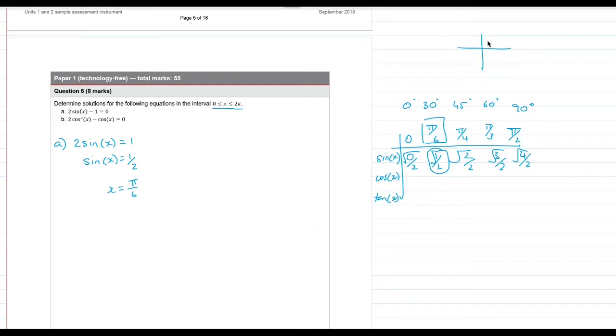Now looking at our unit circle, this is pi on 6, and that's when sine equals half. So this vertical component equals half. The other time it will also equal half is when this is pi on 6, and as an angle that's the same as pi minus pi on 6, which is 5 pi on 6. So pi on 6 and 5 pi on 6. For sine, remember sine theta is the same as sine of pi minus theta.